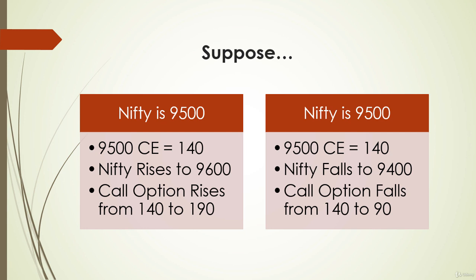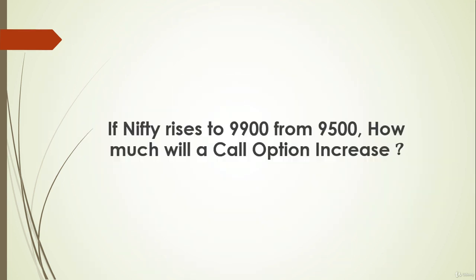In the second situation, Nifty is trading at 9500 and the price of the 95 call option is 140 rupees, and the next day Nifty falls to 9400 but the price of the call option falls to 90 rupees. It means when the spot price of the underlying security changes, the option price also changes respectively. Now there is a question: if Nifty is 9500 and we are expecting a move up to 9900, we know that the value of the call option will also increase, but how much? Now this is where delta comes into play.